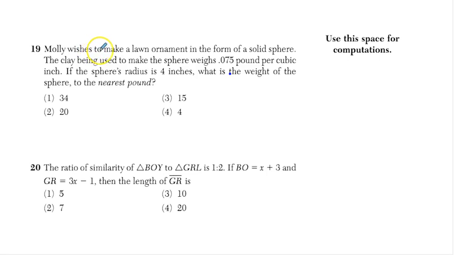Molly wishes to make a lawn ornament in the form of a solid sphere. Sounds cool, right? The clay being used to make the sphere weighs 0.075 pounds per cubic inch, otherwise known as our density. Remember, this is the density here. If the sphere's radius is 4 inches, what is the weight of the sphere to the nearest pound? So this is from level 10, once again from 3D shapes.